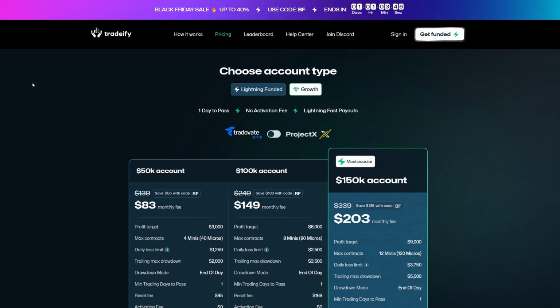Recently, Tradeify has switched things up. In the past, Tradeify had 3 different account types. Now they have narrowed it down to only 2 account types. We have what's called the Lightning Funded account and the growth accounts.